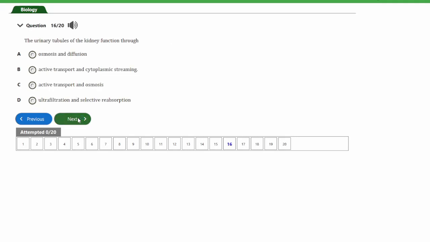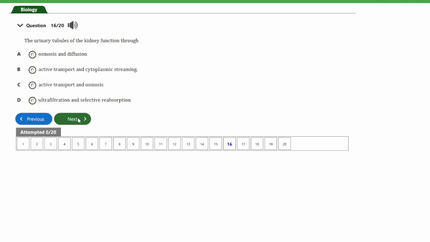So guys, let's look at the next question, and that's question number 16. The question says, the urinary tubules in the kidney function through A. Osmosis and diffusion, B. Active transport and cytoplasmic streaming, C. Active transport and osmosis, D. Ultrafiltration and selective reabsorption. So guys, the answer to this question is ultrafiltration and selective reabsorption.